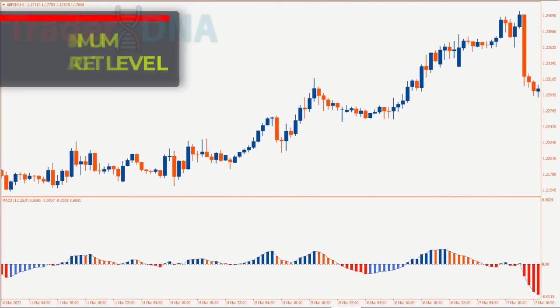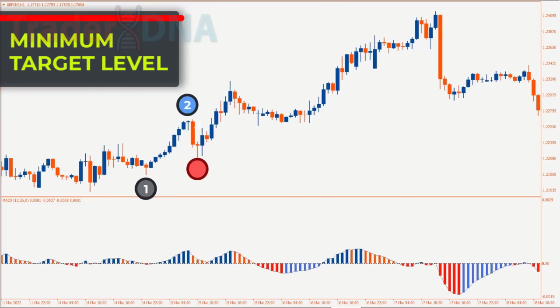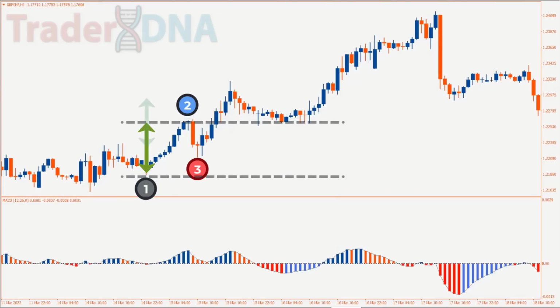Setting a minimum target level is crucial in 1-2-3 trades. It's recommended to aim for a target level that's at least the same distance as the size of the 1-2-3 chart pattern. Measuring this from the confirmation level's outset will provide an approximate minimum target level. The size of the 1-2-3 pattern is determined by the vertical distance between point 1 and point 2.